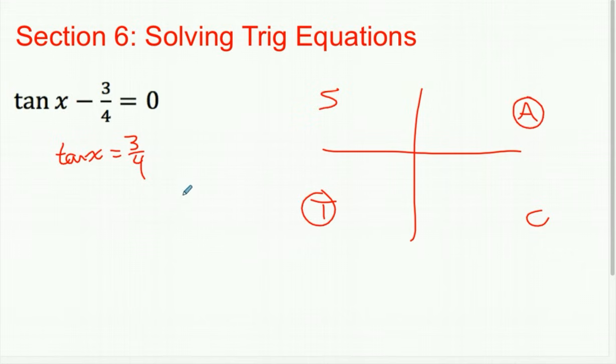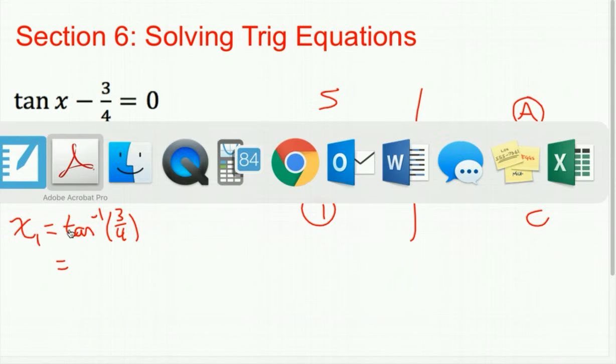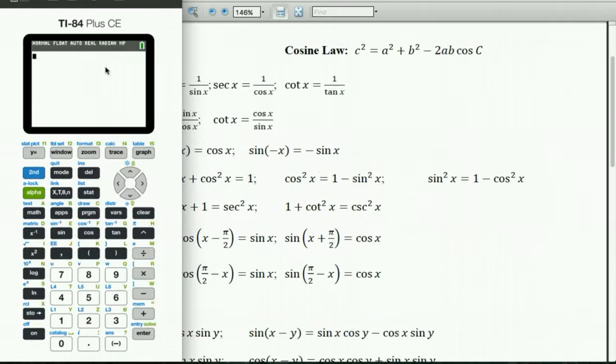Your calculator will give you one answer by doing inverse tan, right? Doing inverse tan tells your calculator that you're inputting a ratio and you want it to give you the angle. So on your calculator, if you do inverse tan of 3 over 4, and just make sure that on your calculator you're in radian mode. So inverse tan of the ratio, 3 over 4, your calculator will give you the angle. So about 0.64.